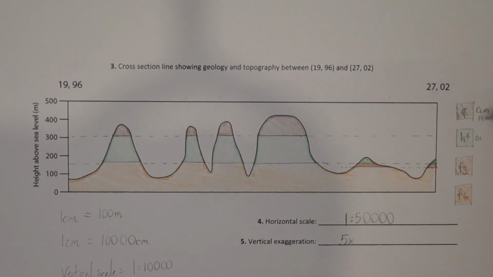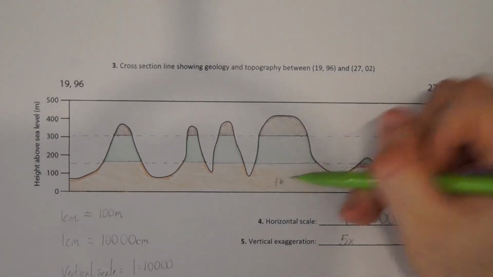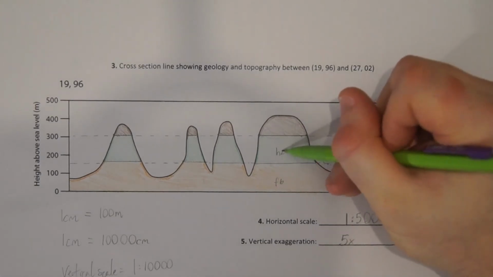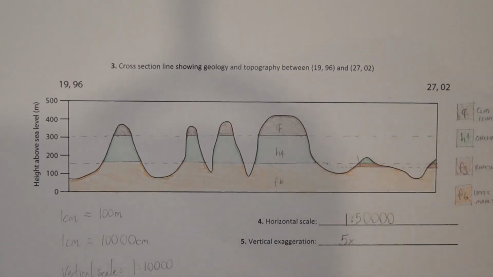This is our green sand. This is our rhyolitic beds. And this is our upper Kuiper marls. And then maybe what we could do is add in some of those symbols. So this is an F6, this is our H4, this is our clay with flints, and then maybe just draw a small arrow to show that those there are the rhyolitic beds.